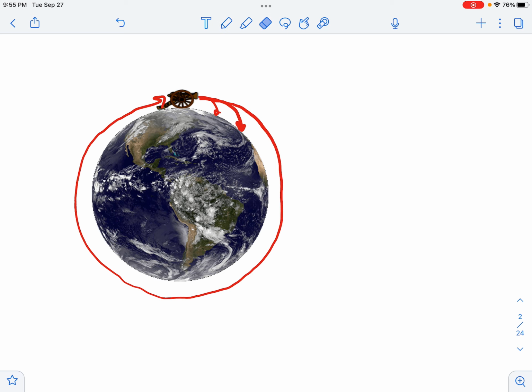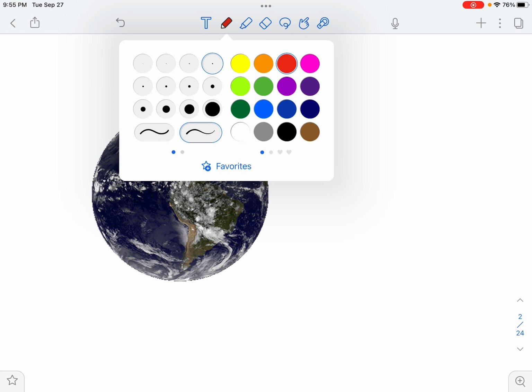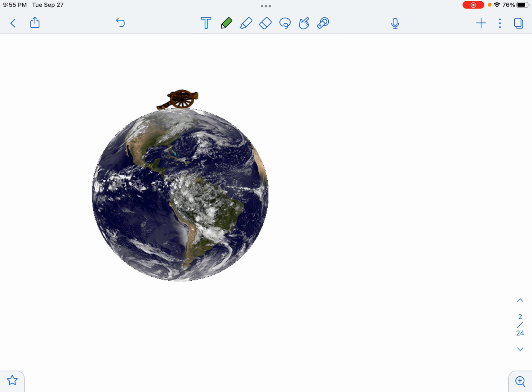So let's back this up a little bit. Why does it arc in the first place? Because it's pulled on by the force of gravity. It pulls the cannonball down.